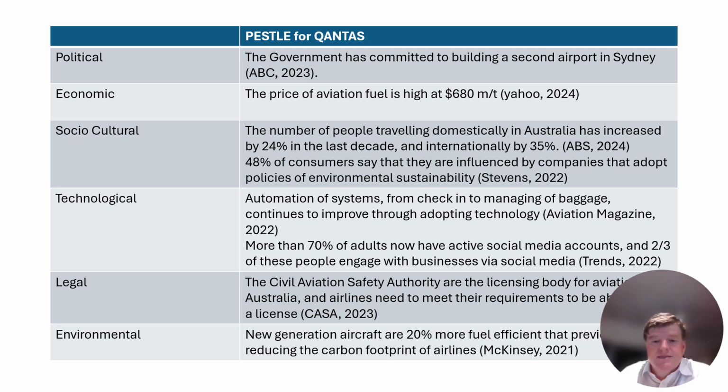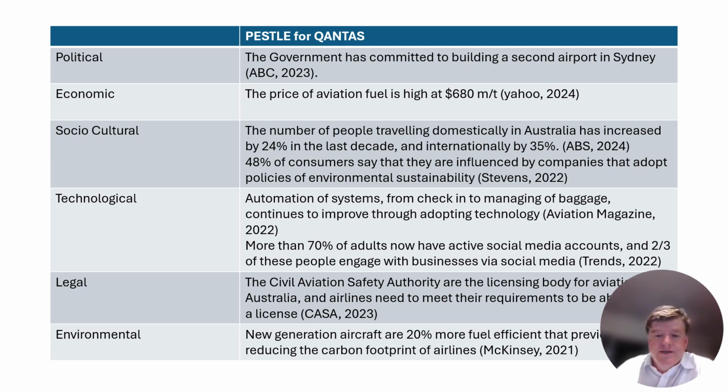Sociocultural, people travelling. So that's like a consumer trend. Consumers being influenced by companies that adopt policies of environmental sustainability. That's another trend in consumers. Technology, automation of systems from check-in to managing baggage, and the number of people in technology who've got social media accounts. Legal, let's talk about the licensing of airlines, CASA, and environmental, talking about the fact that airlines are now more fuel efficient than they have been previously.